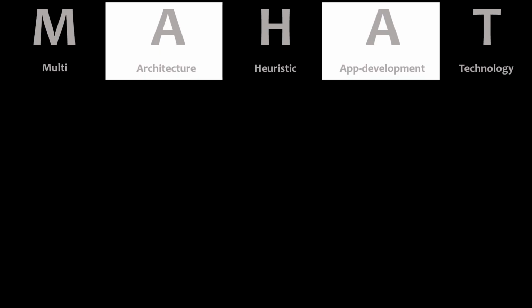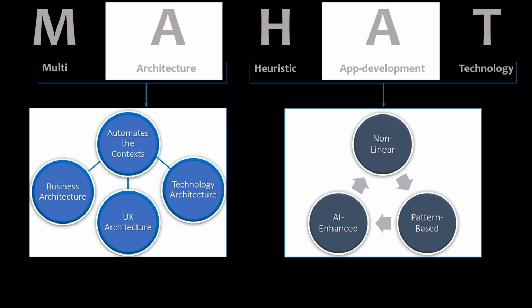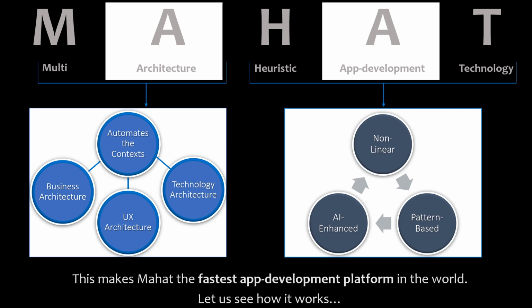Mahat is an acronym. It stands for Multi-Architecture, Heuristic, App Development Technology. Its multi-architecture automates the business, technological, and user experience contexts. Its heuristic app development is nonlinear, pattern-based, and AI-enhanced. This makes Mahat the fastest app development platform in the world. Let us see how it works.